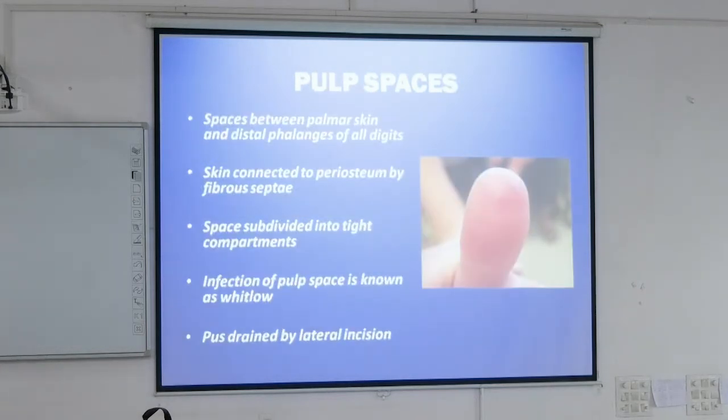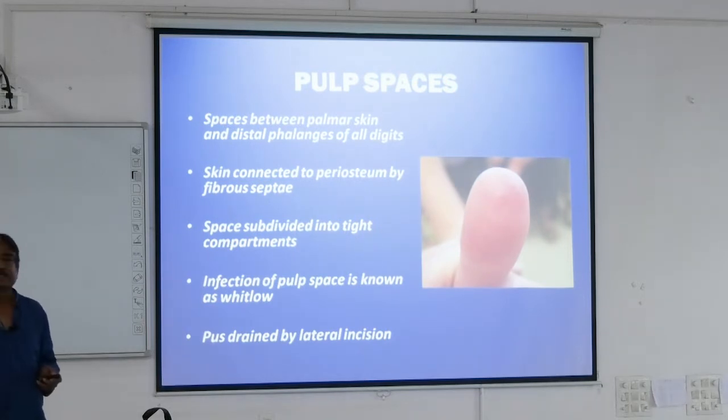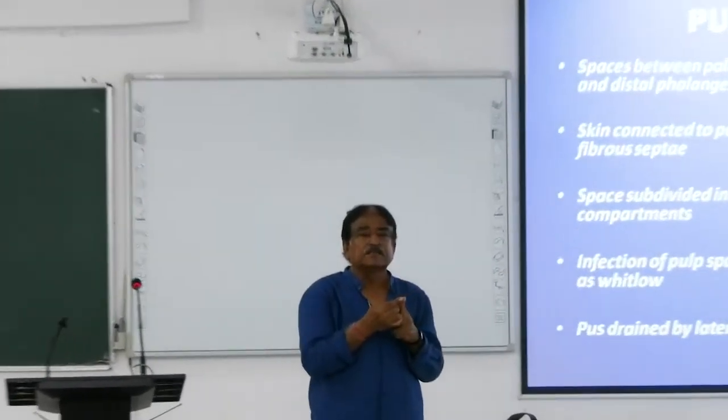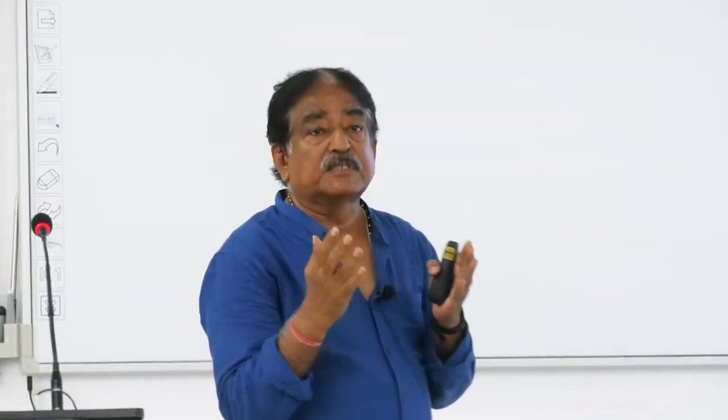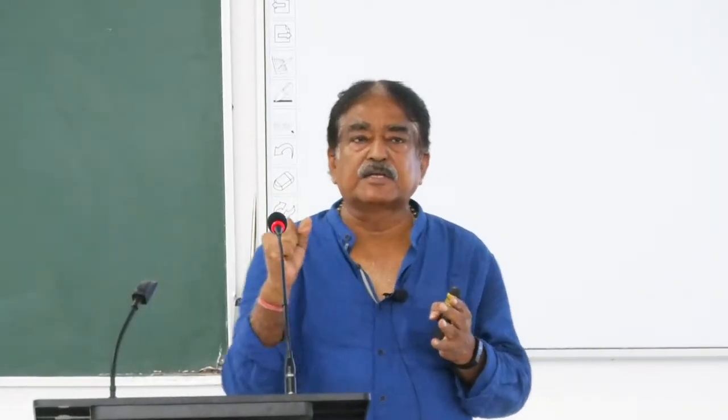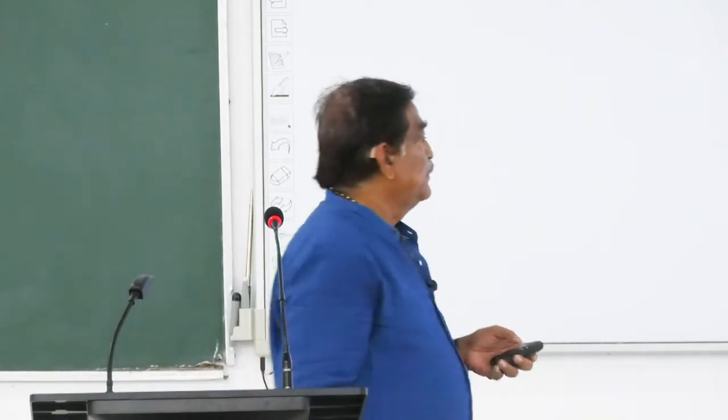Now, pulp spaces: between palmar skin and distal phalanges of all digits. Skin connected to periosteum by fibrous septa. Space subdivided into tight compartments. Infection of pulp spaces is known as whitlow. Pus drained by lateral incision. Now, if you have any pulp space infection, you don't cut it in the middle. You have to give a lateral incision, because cutting in this place will definitely form scarring, and that will affect the movements of the hand.